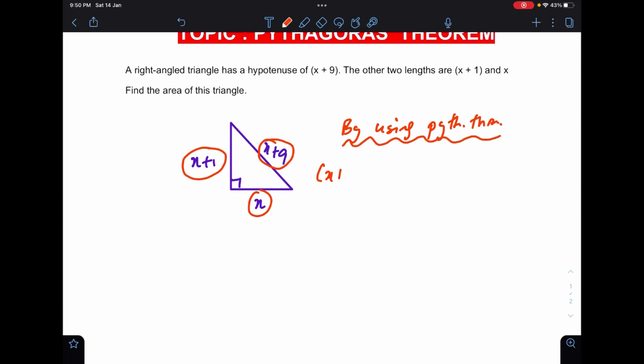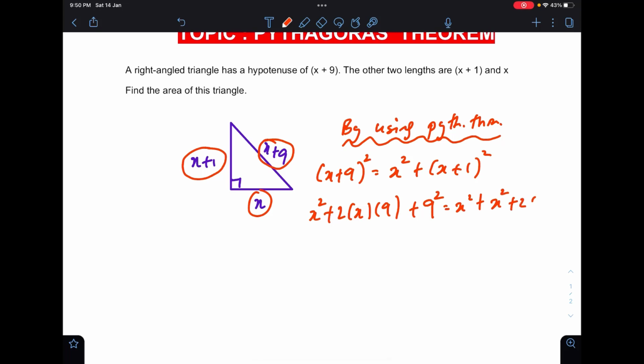Okay, so we have x plus 9 whole thing squared is equivalent to x squared plus the other length squared. So this is where you got to do some expansion. So use a plus b squared formula. A squared plus 2ab plus b squared is equals to x squared plus x plus 1 squared. Okay, so this becomes x squared plus 18x, 2 times 9 is 18, plus 81 equals to 2x squared plus 2x plus 1.